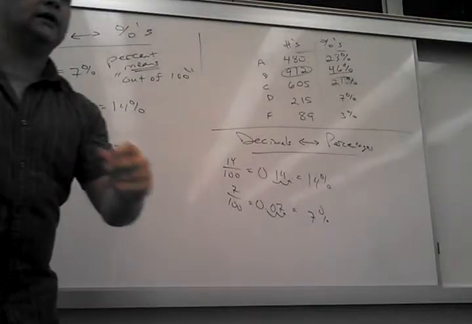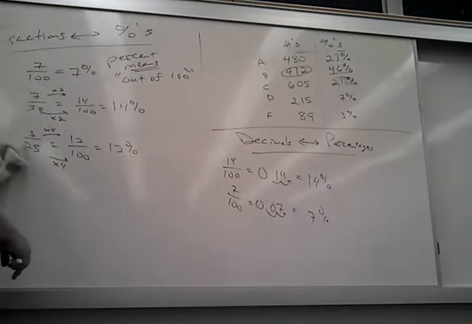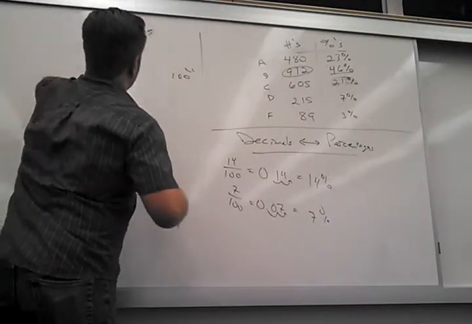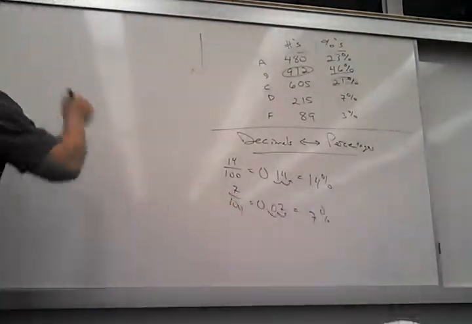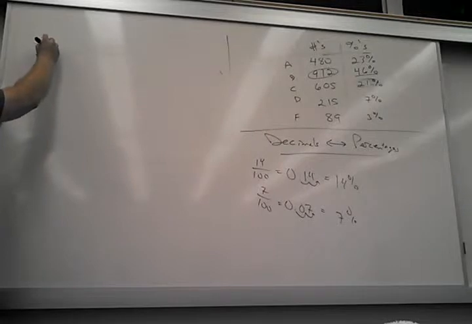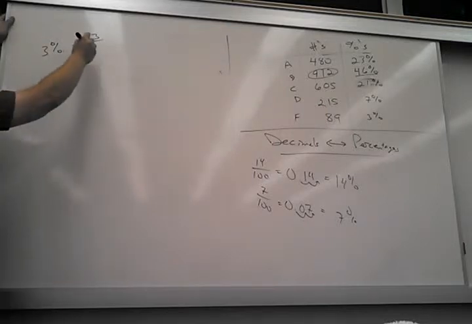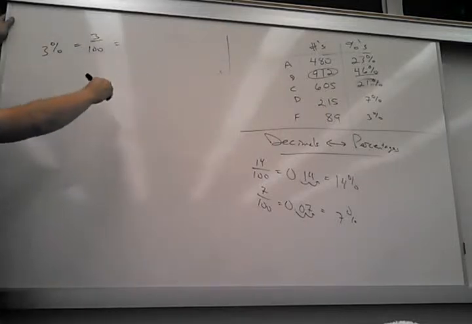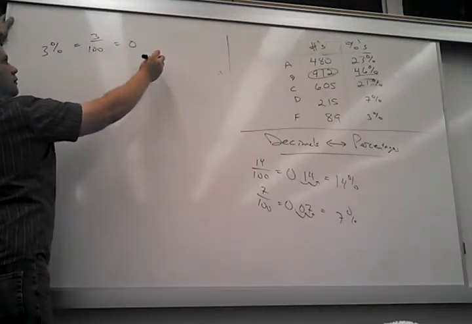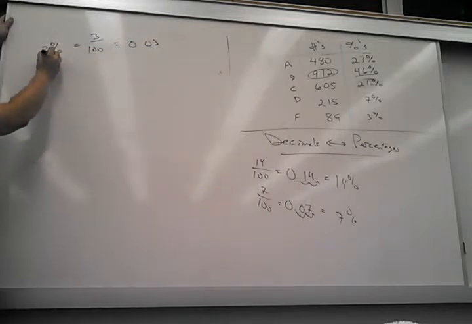And it makes more sense the other way. I'll show you. If I have, let's say, 3%. That's 3 out of 100, which is 0.03. So really the shortcut is, when I'm going from percent to decimal, I move the decimal back twice.